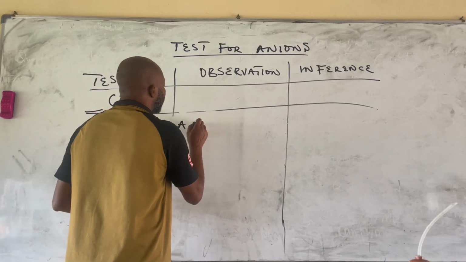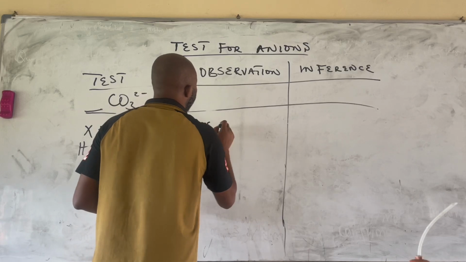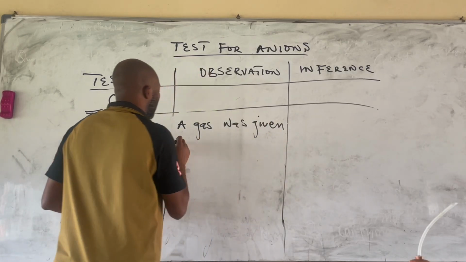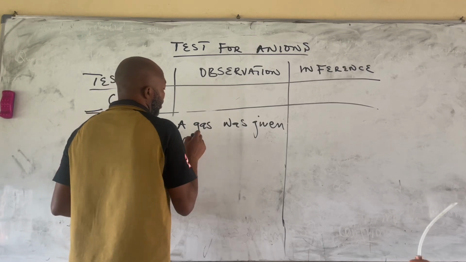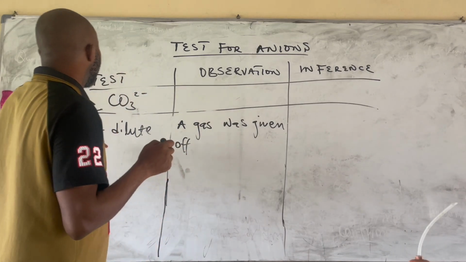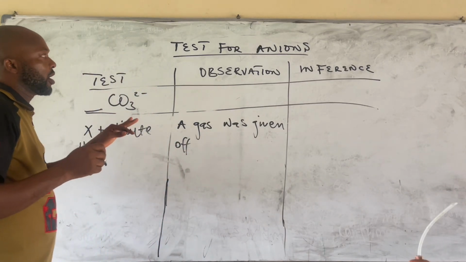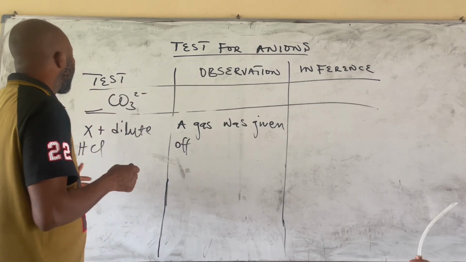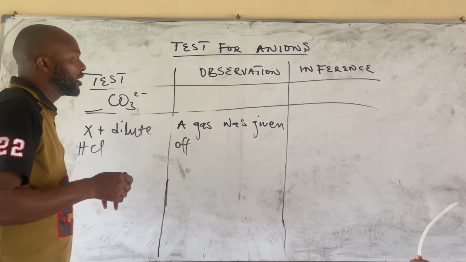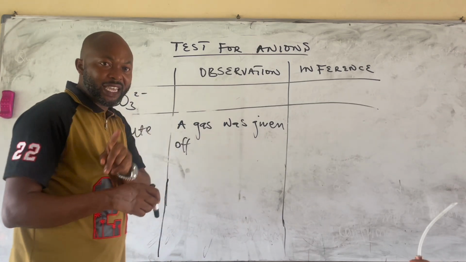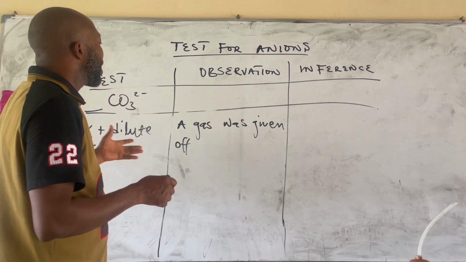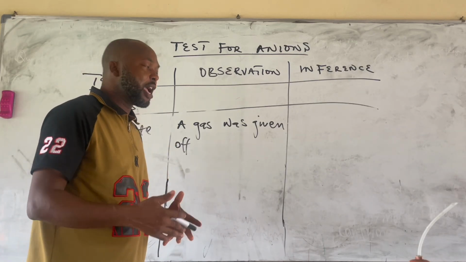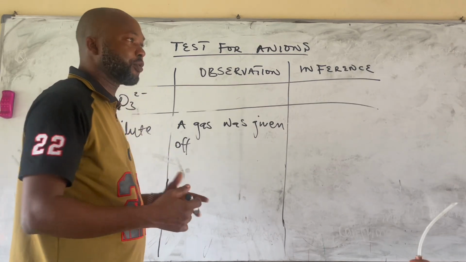A gas was given off, and when we test that gas with blue litmus paper, it turns the blue litmus paper red, which means that gas is an acidic gas, number one. And when we pass the gas in lime water, it turns the lime water milky. And the gas obviously is CO2 from a carbonate solid.